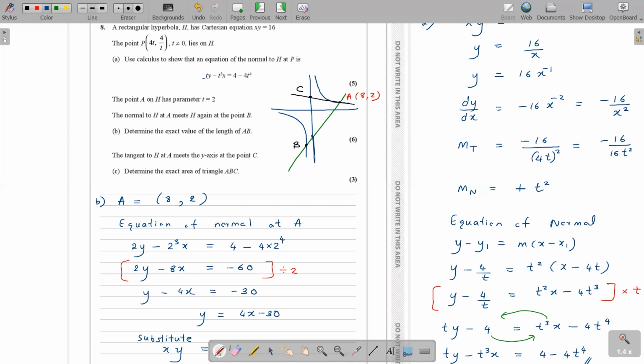Okay, how do I get the area of triangle ABC? Okay, first I think we'll need to get the C coordinates. Shall we get the C coordinates, part C?